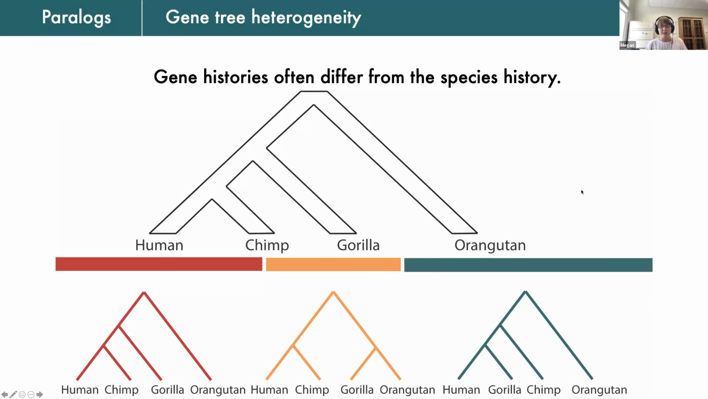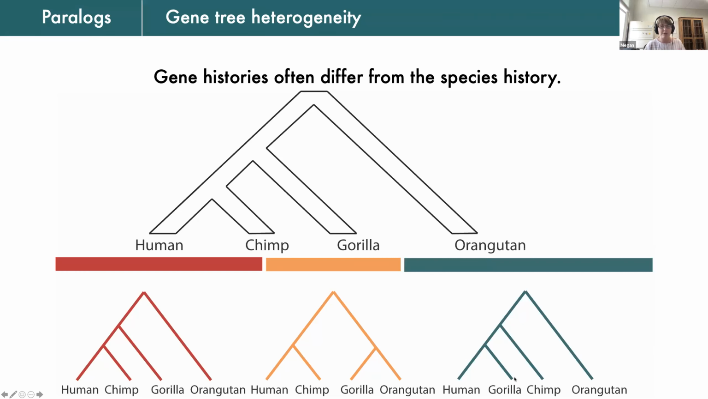But what became abundantly clear as we collected these data was that gene histories often differed from the species history. Imagine that we're sequencing data from human, chimp, gorilla, and orangutan. This is the accepted species history, but if we sequence any individual gene, we might get a quite different history. We might get a history that matches the species history, but if we sequence another gene, we might find that gorilla and orangutan are sister species. And if we sequence a third gene, we might actually find that human and gorilla are sister species.